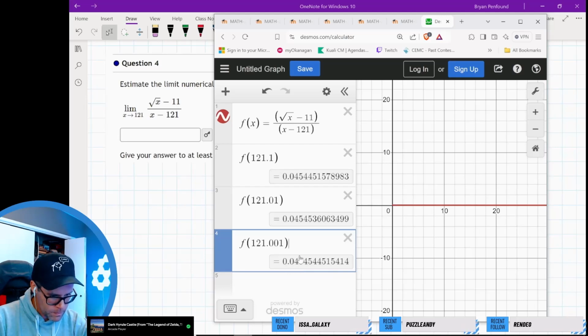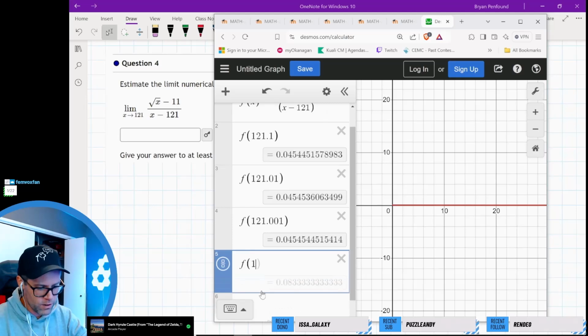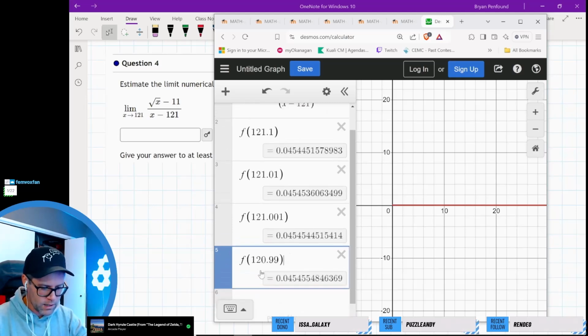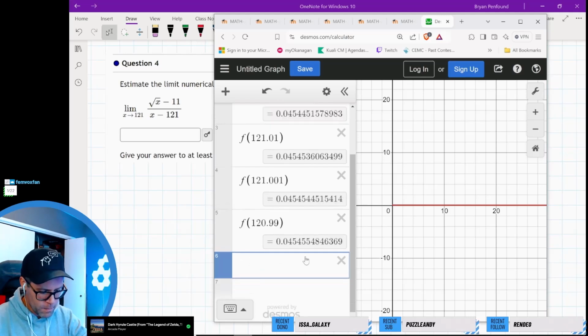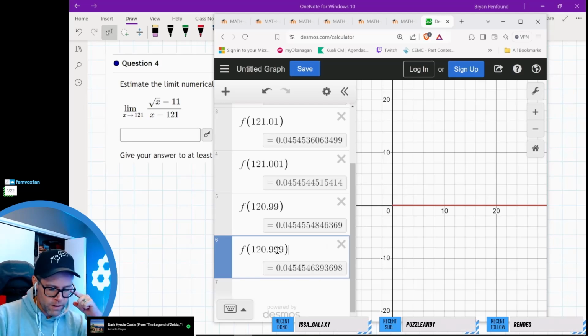0.045. So that's for values slightly larger than 121. And then we'll just want to circle back and do values that are slightly smaller than 121. So maybe things like 120.99. We'll do f at 120.999. So just a couple iterations here for values slightly smaller than 121, but I can see that I get that 0.045 back again.